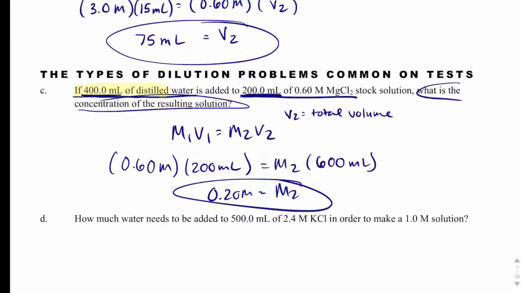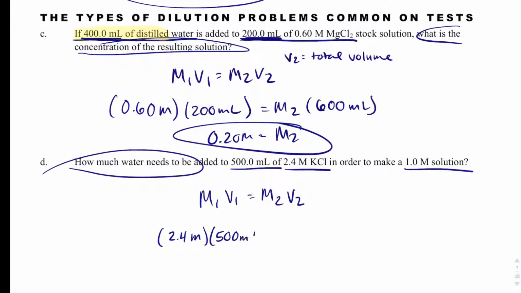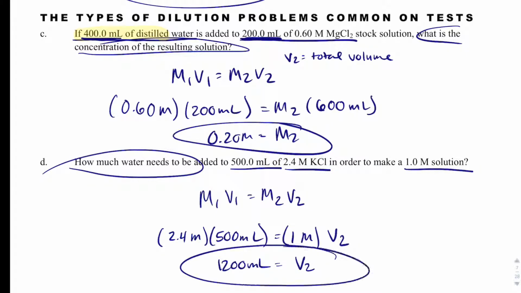Okay, and in D it says how much water needs to be added to 500 milliliters of 2.4 molar potassium chloride in order to make the solution 1 molar. So we are diluting. M1V1 equals M2V2. Our stock solution is 2.4 molar. We are taking 500 milliliters of it, and we're going to dilute it down to 1 molar, and so we're solving for V2. When you do the math, V2 is 1200 milliliters, and a lot of people are going to say that that's their answer.